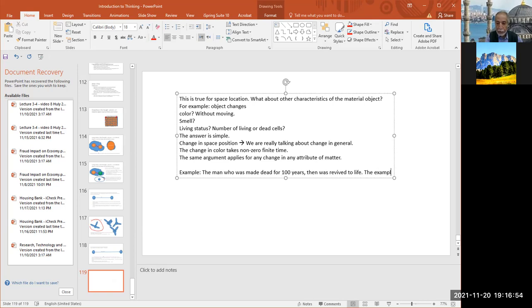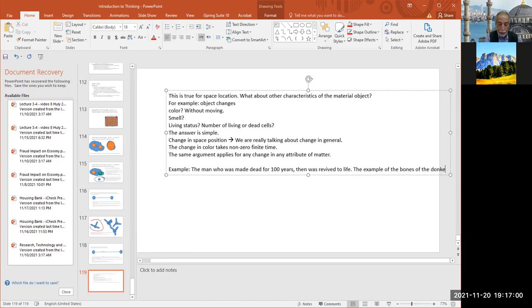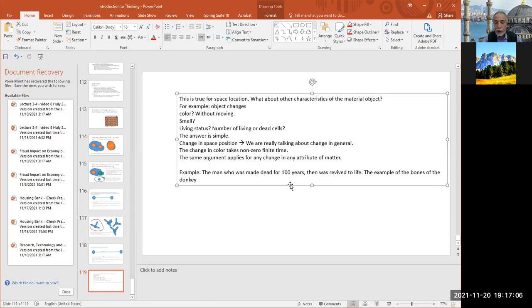The example of the bones of the donkey. So we know that example. There is another example.